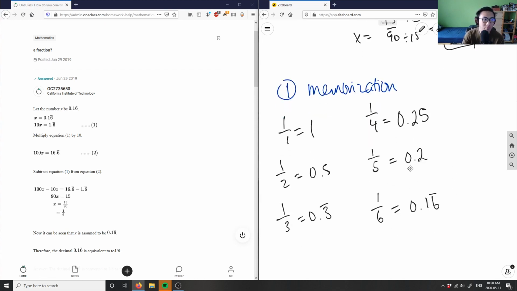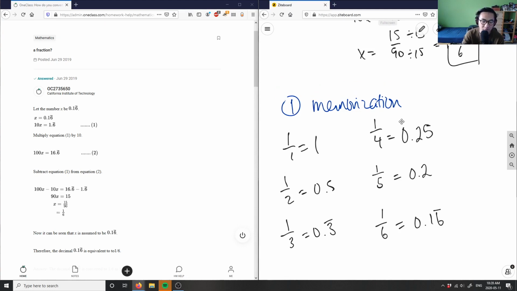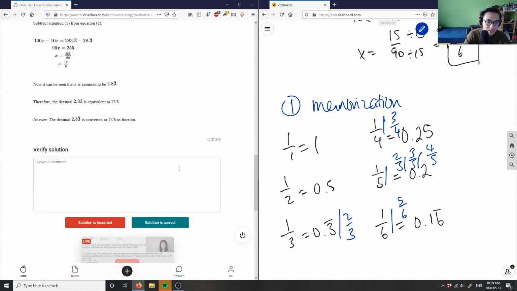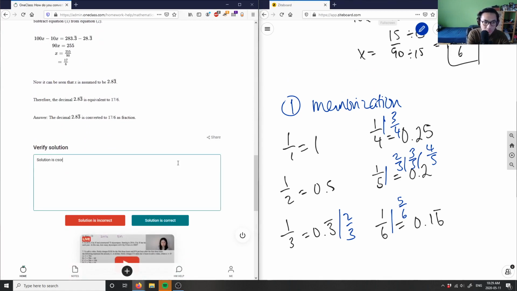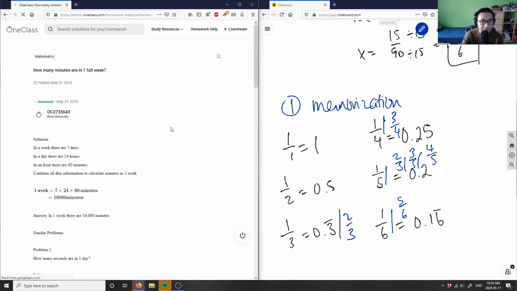These are decimals I would highly encourage you to memorize, just because they're very, very common. With these also come their counterparts. So you have 1/3, and I can also memorize 2/3. 1/4, I can also memorize 3/4. 1/5 has 2/5, 3/5, and 4/5. And 1/6 also has 5/6. These are fractions you should try to memorize, just because they're very commonly used. So the solution here is correct. Good analysis. Thank you.